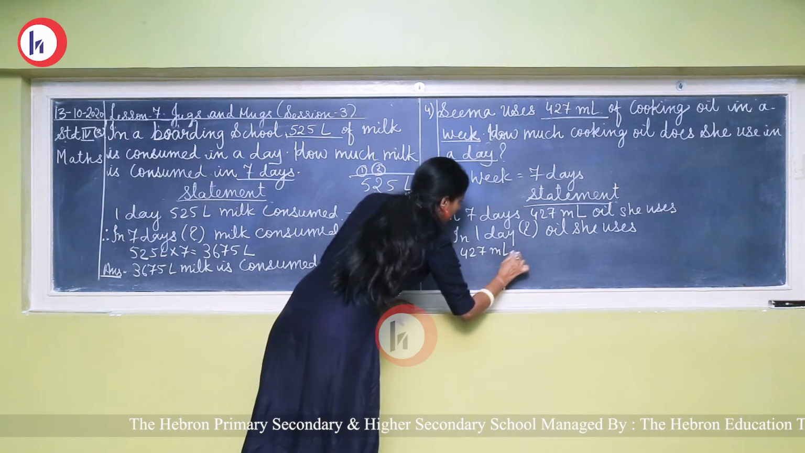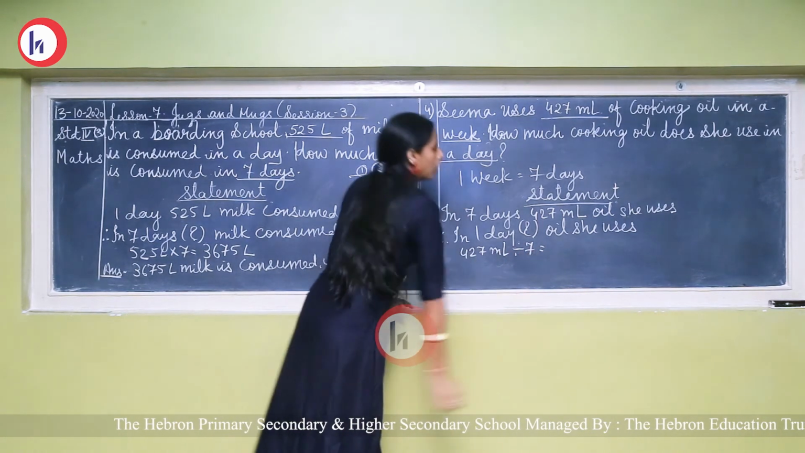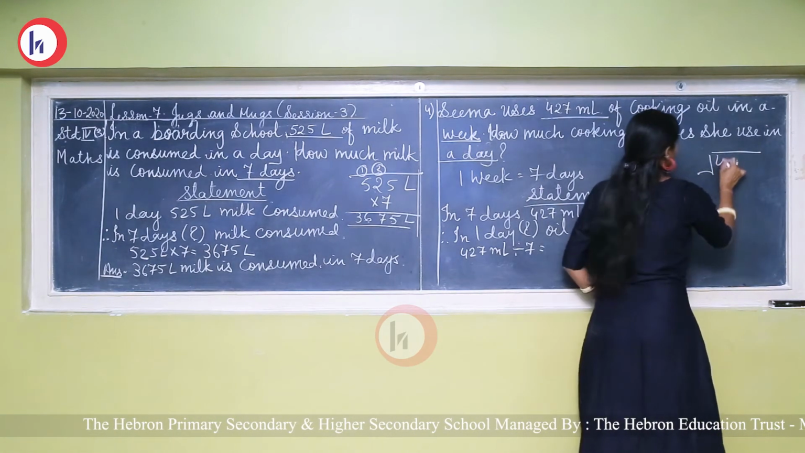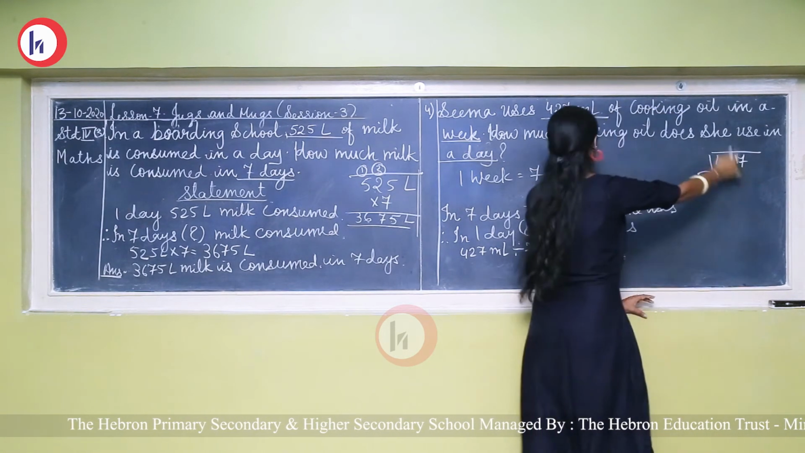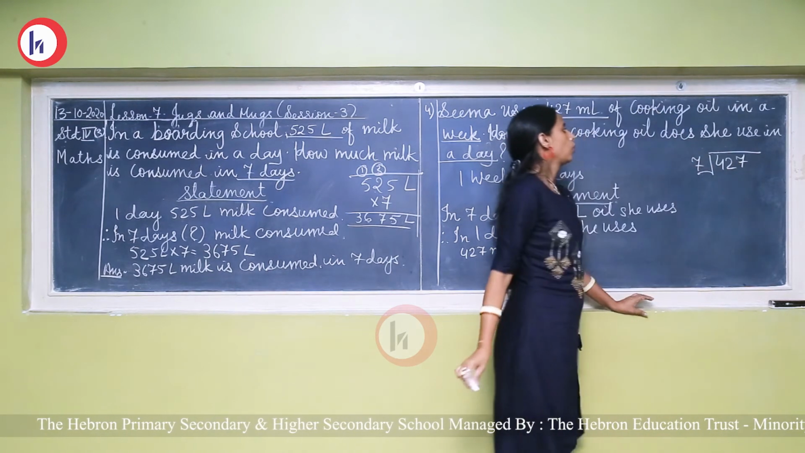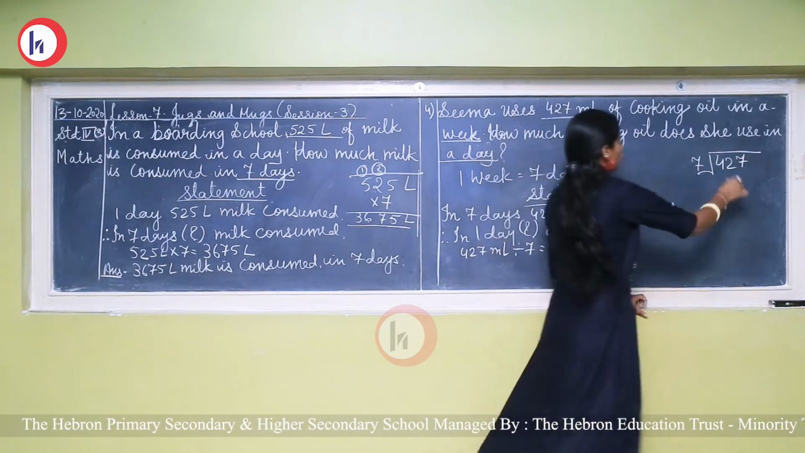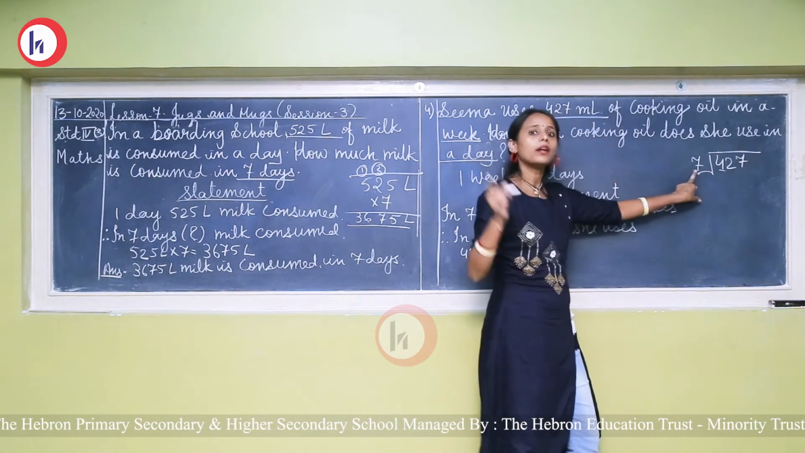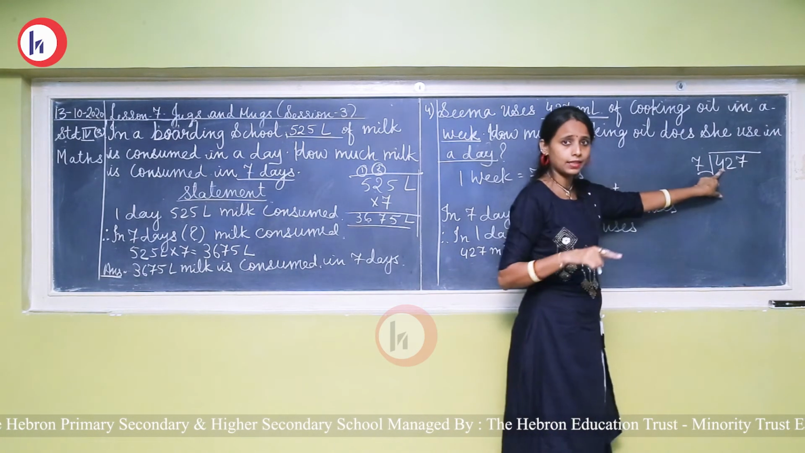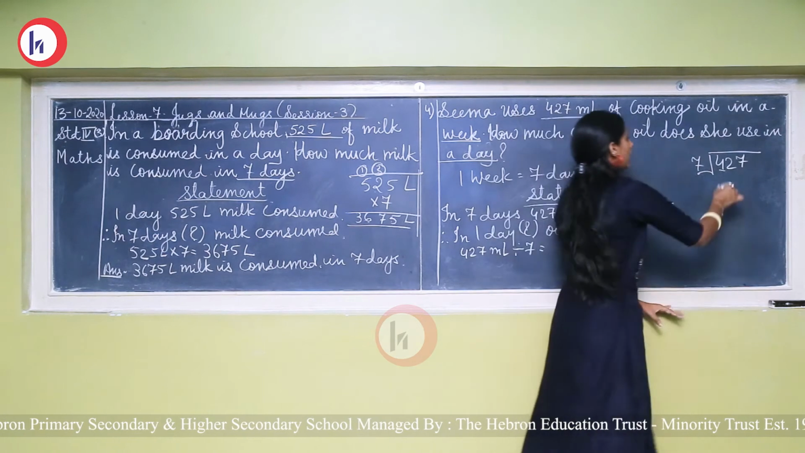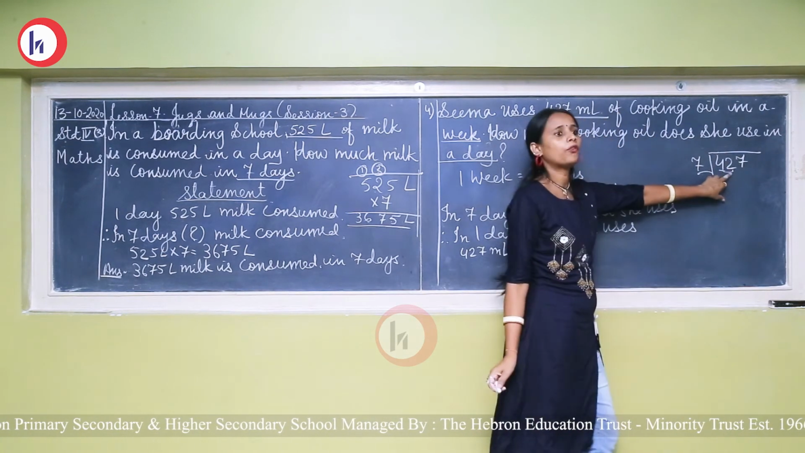427 milliliter divide by 7. Now, divide here. 427 divide by 7. Okay. Now, we'll see the first digit. It is 4. It is the first step. So, is it greater than 7 or less than 7? It is less than 7. So, we can't divide by 7. So, we have to take one more digit. So, here will be 42.